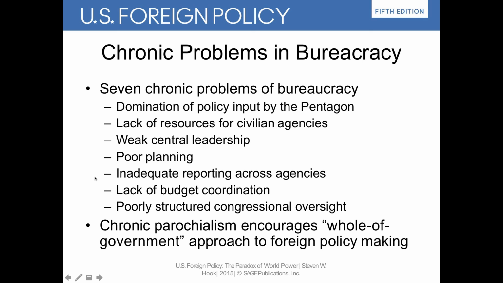So if you're not telling agencies what you're doing, then you're obviously going to have a lack of coordination. Lack of budget coordination, poorly structured congressional oversight. You guys learned a lot last week about why Congress is reluctant to be involved in foreign policy. That means they are also reluctant to exercise oversight over agencies in foreign policy.